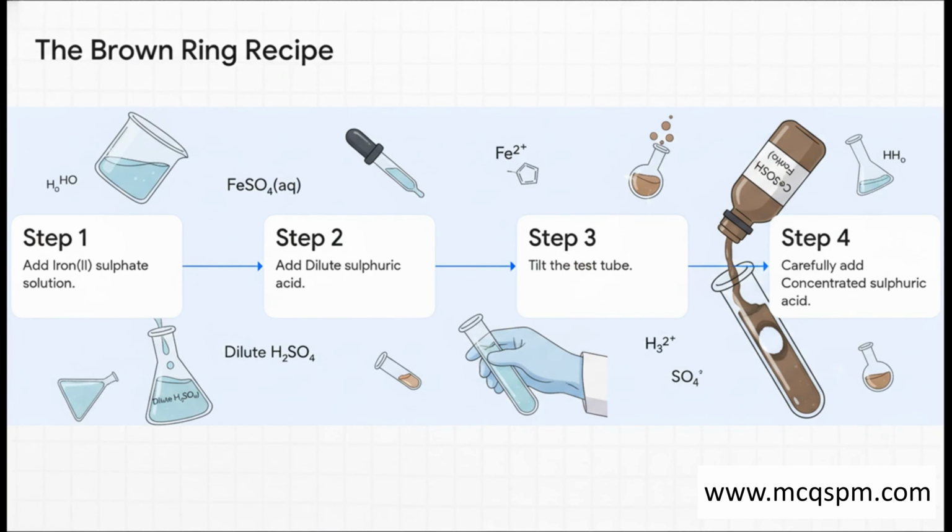Honestly, the best way to remember this is to think of it like a recipe. Step 1, add iron(II) sulfate and some dilute sulfuric acid. Step 2, tilt that test tube. And step 3, this is the most critical part. Very, very carefully pour concentrated sulfuric acid down the side. You'll get 2 layers, and that beautiful brown ring forms right where they meet.